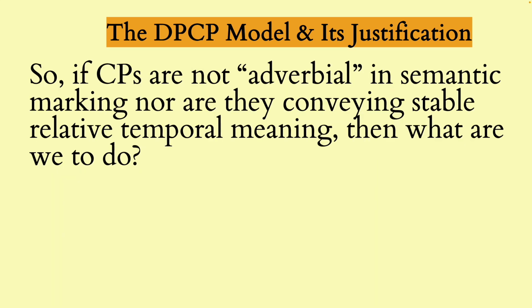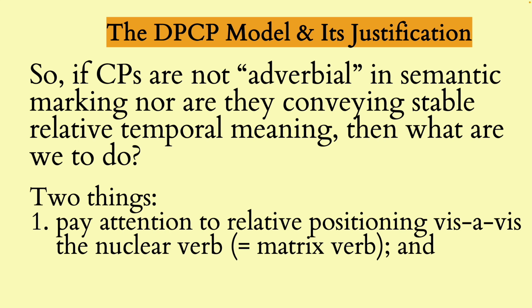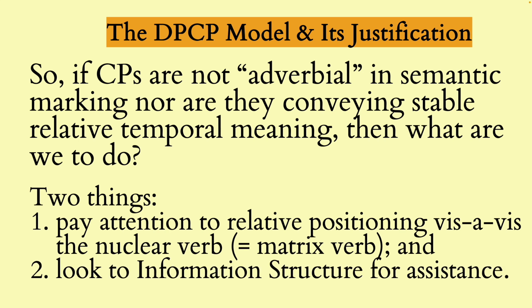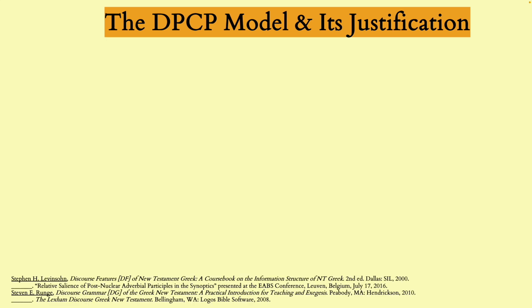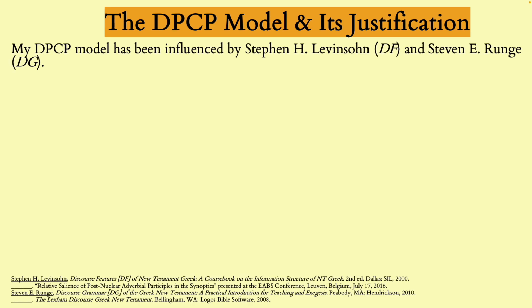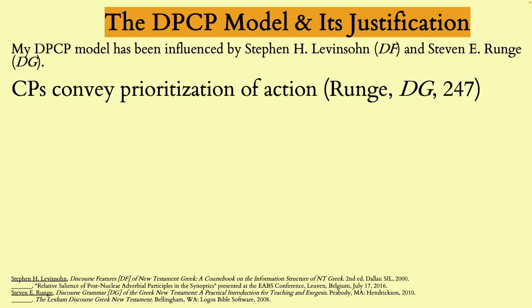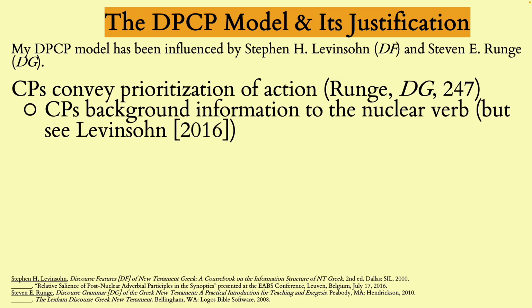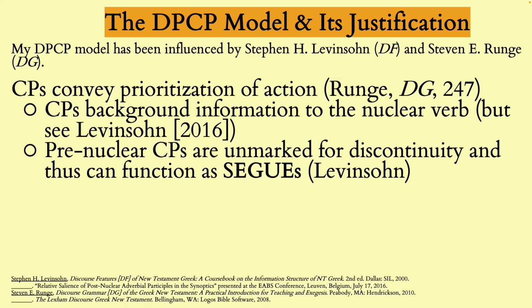So if they're not adverbial, then what do we do? What's the new model? Well, we pay attention to the relative positioning to the nuclear verb, the main verb of the clause, and then we also look for information structure for assistance. So in this regard, my model that I've been proposing and working on has been influenced by Steve Runge and Stephen Levinson. Participles, CPs, convey prioritization of action. They background information to the nuclear verb.